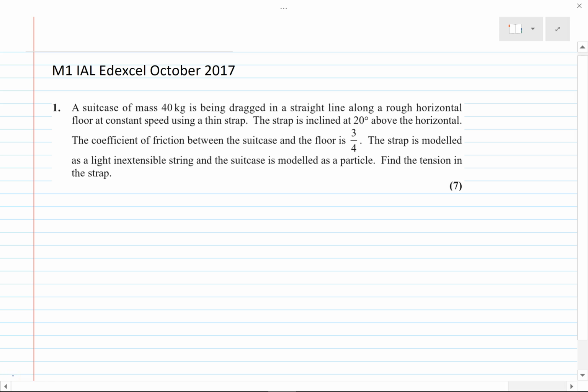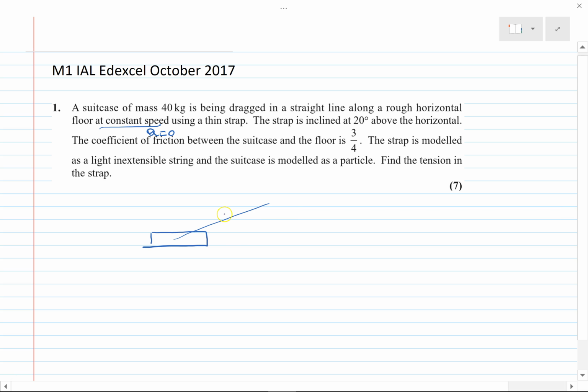So here we go, October 2017 M1 IAL. The first question is basically an equilibrium question. It's talking about something being dragged along at constant speed, which means a equals 0, or the forces are balanced. So it's like an equilibrium question. Equilibrium means constant velocity or stationary. Acceleration is 0.